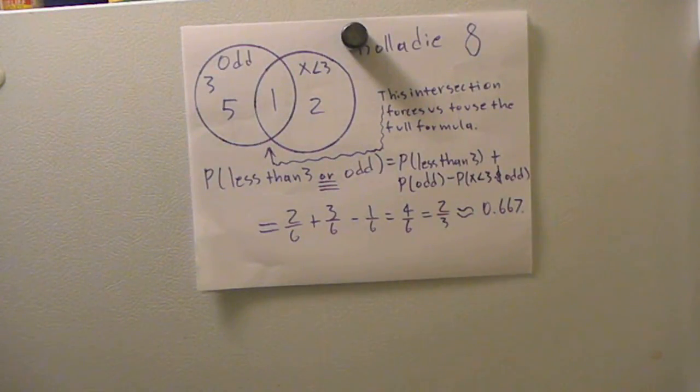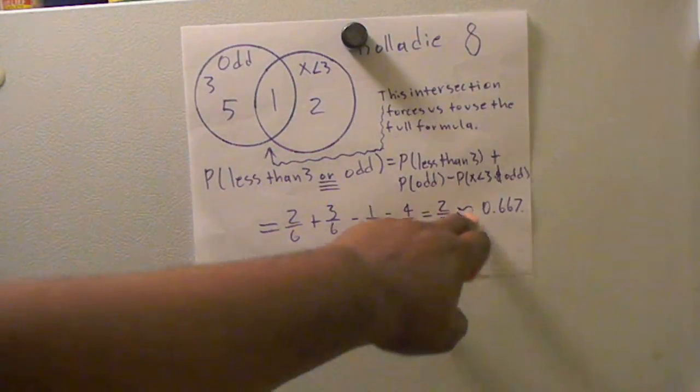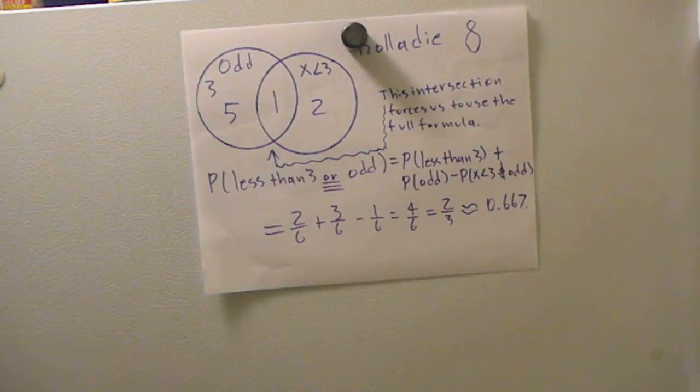The probability of rolling a number less than 3 or an odd number is the probability of rolling a number less than 3 plus the probability of rolling an odd number minus the probability of a number less than 3 and an odd number, which equals 2/6 plus 3/6 minus 1/6 equals 4/6, which equals 2/3, which is approximately, very important, approximately 0.667.